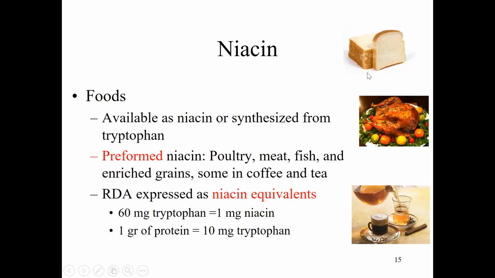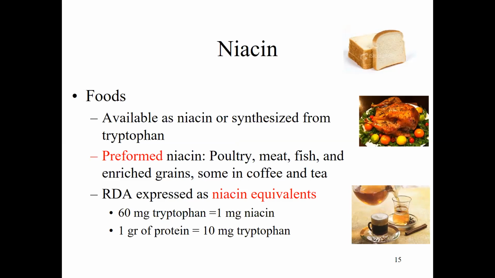So that's B2. B3 is niacin. Niacin is something you can have as its vitamin form, niacin. You can also make niacin from an amino acid, tryptophan. A lot of people recognize tryptophan as an amino acid. That's the one that's in turkey that makes us feel kind of sleepy around Thanksgiving.